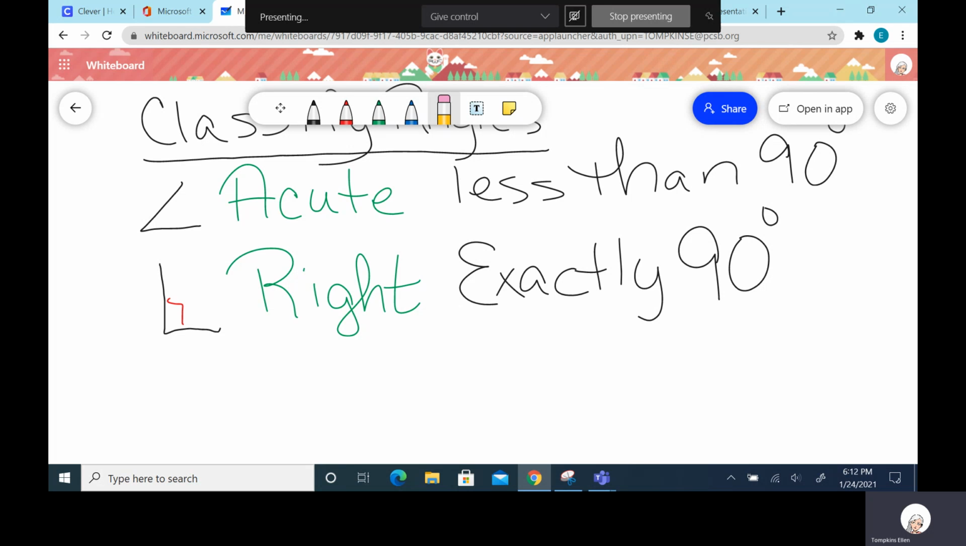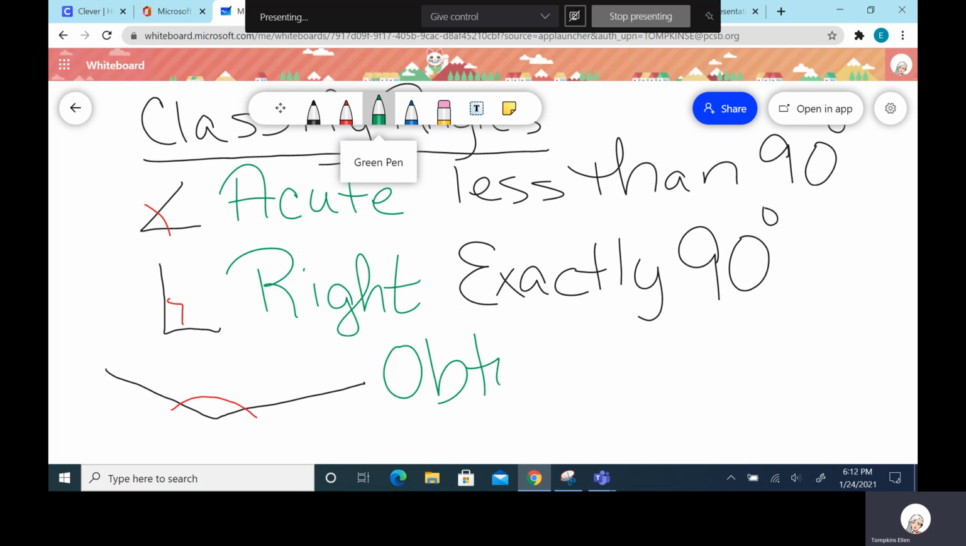Okay. The next one will look like this. And here's the angle for the acute. Here's the angle for this one. This one's a big angle. It's called an obtuse angle, and an obtuse angle is more than 90 degrees.